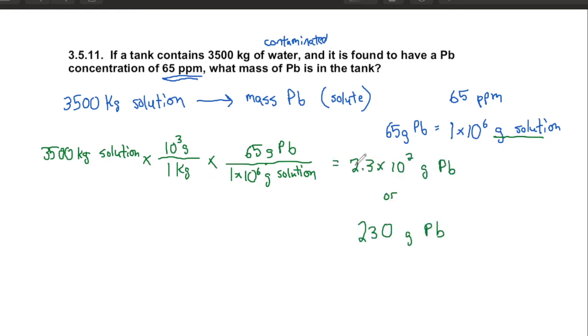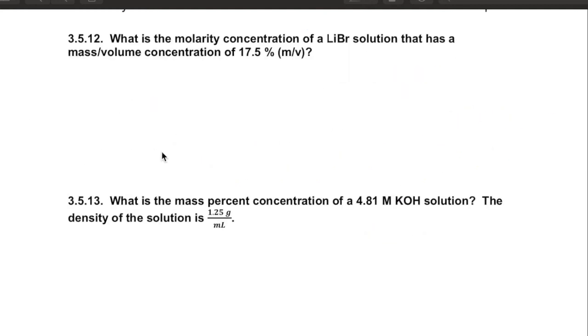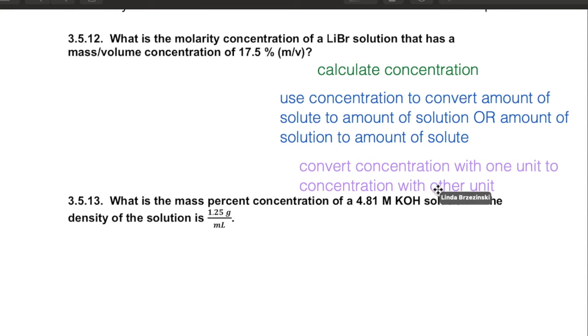So when I do that calculation and round down to 2 significant digits, I get 2.3 times 10 to the 2 grams of lead, or 230 grams of lead in this contaminated water sample. These last 3 problems are a type of problem where we're changing from one concentration to the other. So here's a list of different types of problems that we've been seeing.